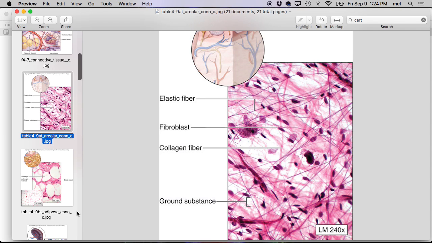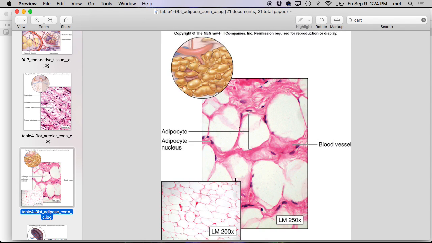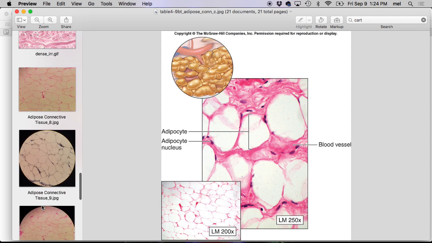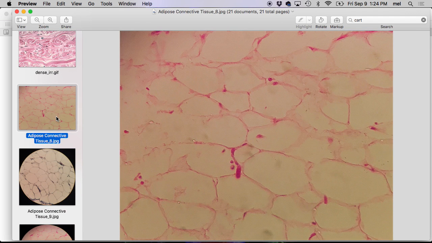Okay, so adipose. What adipose usually looks like is this down here. That's how you're usually going to see it, not like that, okay? That's super close up. Let me show you a couple of other looks of adipose tissue from different slides. Do you see that one? To me, it looks like chicken wire. It's just what it looks like.